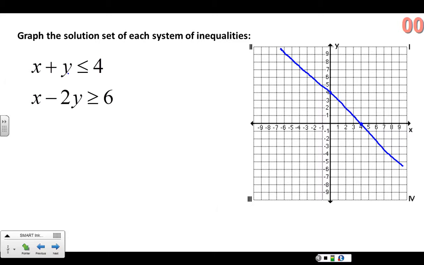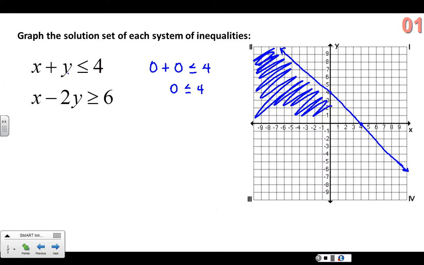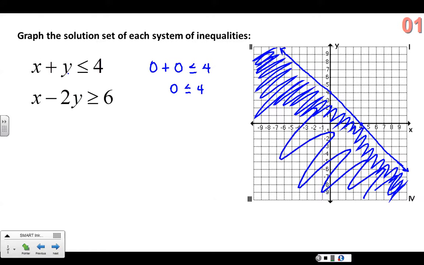Okay, so I have to decide which side I'm going to shade on. So I need a test point. Obviously, we see the origin. So if I say 0 plus 0 is less than or equal to 4, that's true. So I will shade on the side where the origin is.